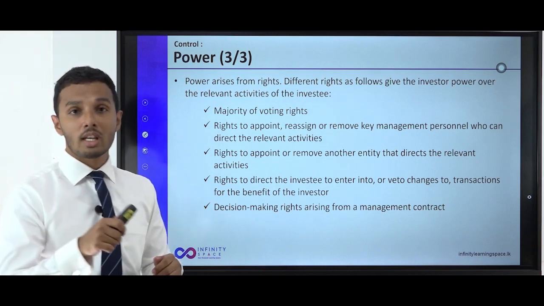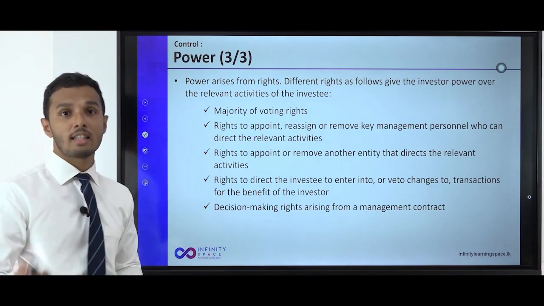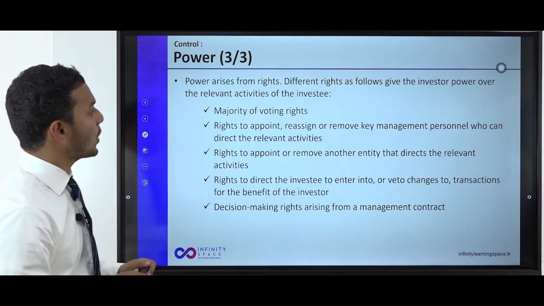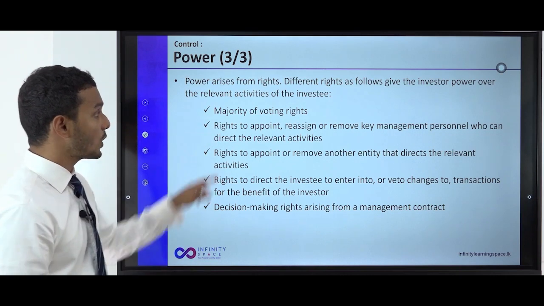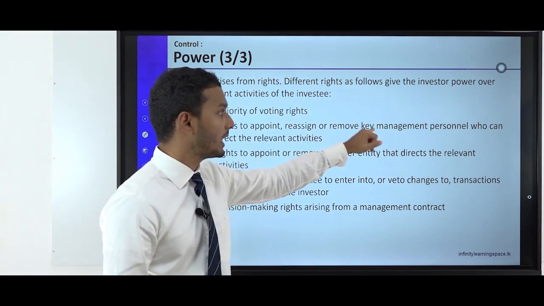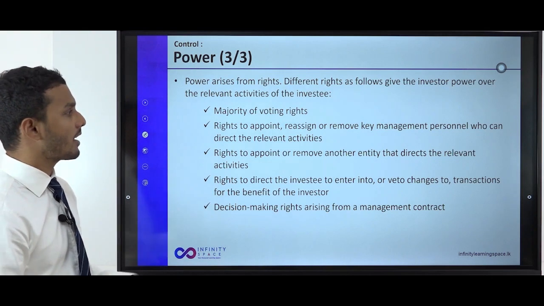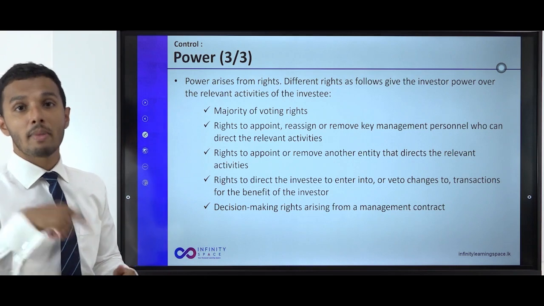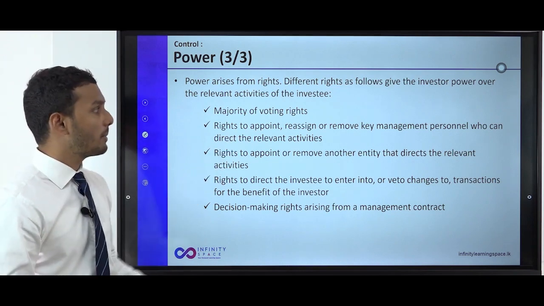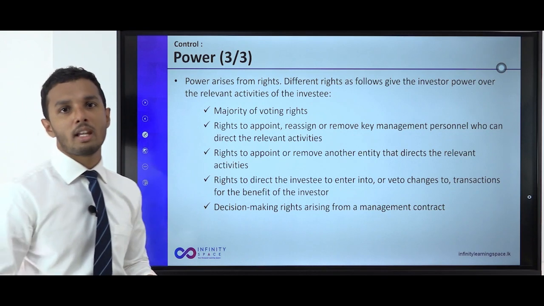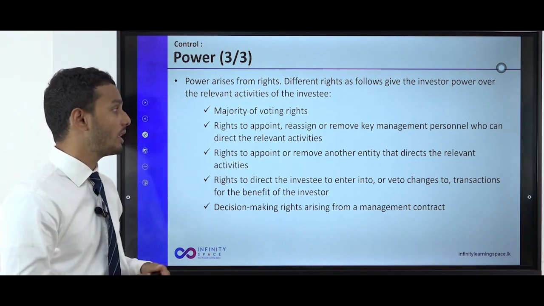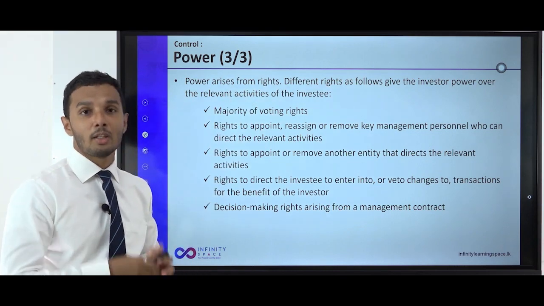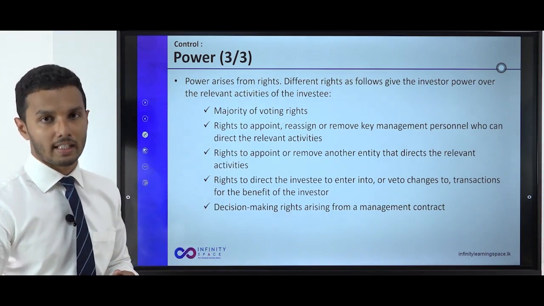Then there are also situations in which it's not really necessary to have more than 50% of the voting power. You can still have power over the investee if you have the right to appoint, reassign, or remove key management personnel who direct the relevant activities. So even if you don't have a majority of the voting rights, you can still have power over the investee when you are able to appoint, reassign and remove key management personnel, because they are the ones who will direct the relevant activities, and if you are the one in charge of them, you indirectly direct the relevant activities.